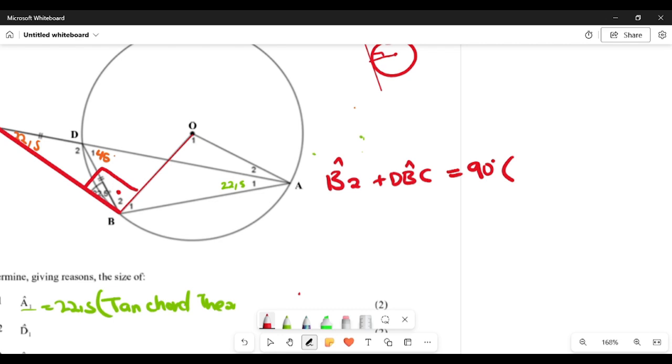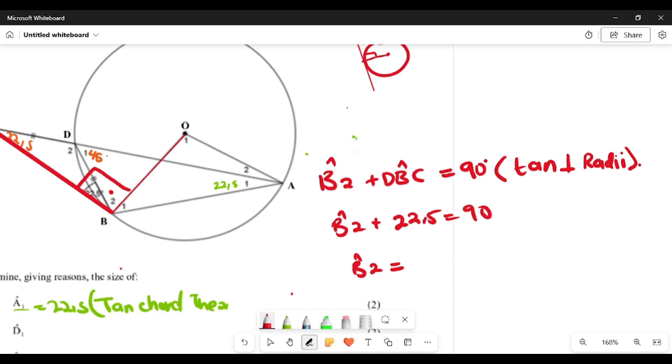So I'm trying to solve for my B2, remember, and my DBC was given as 22.5. This is equal to 90. So as a result, B2 would be equal to 90 minus 22.5, and this would be equal to 67.5. So let me erase here so that I could write that here. So B2 is 67.5.